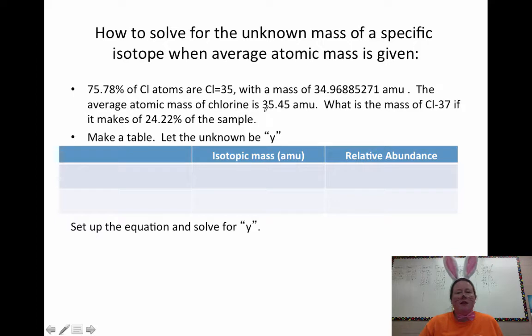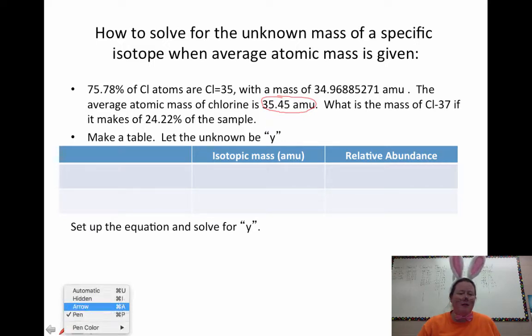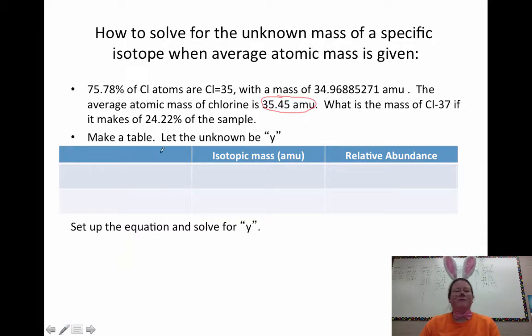So, the information given here is that the average atomic mass is 35.45 atomic mass units. This stinking pen color changed again. All right, so let's make a table with what we know. I know that I have chlorine 35 and chlorine 37. The abundance of chlorine 35 is 75.78%. The abundance of the other one is 24.22%.